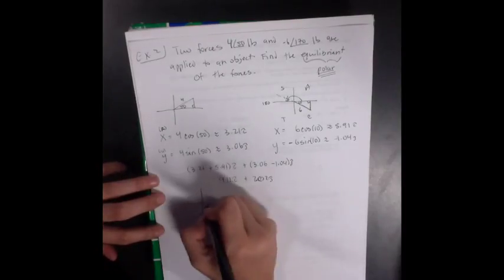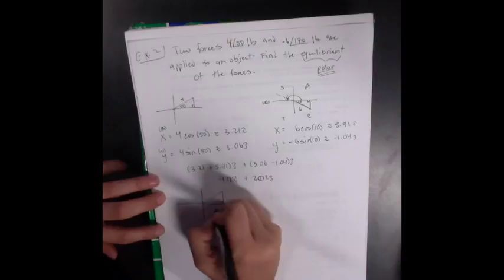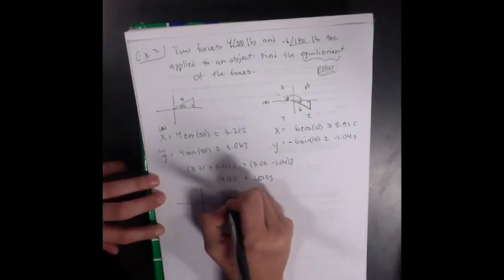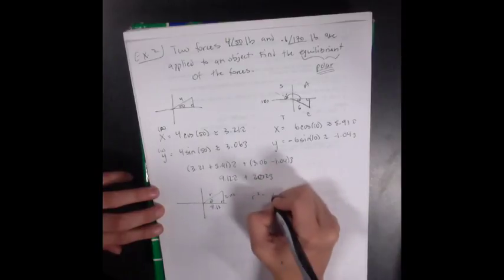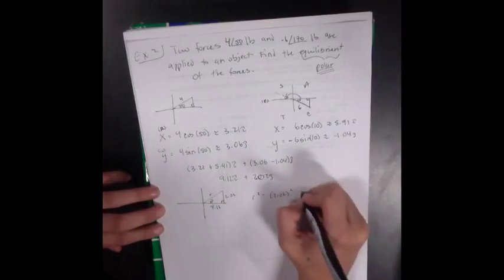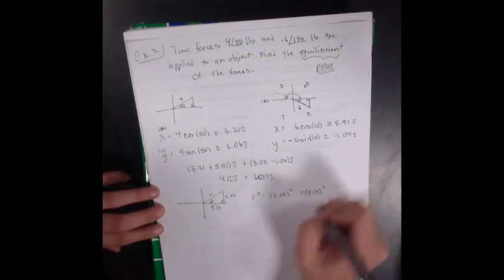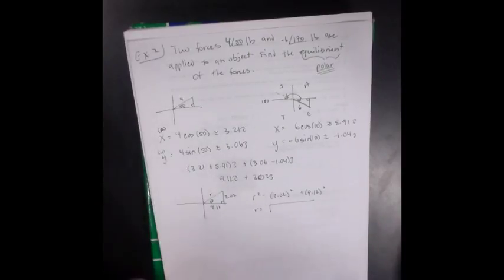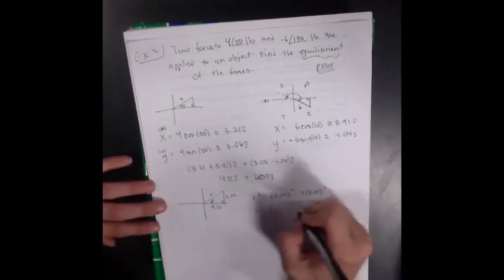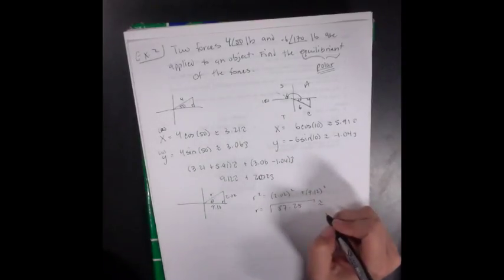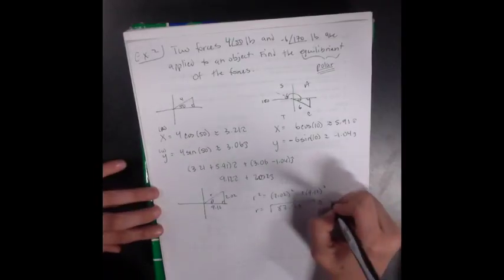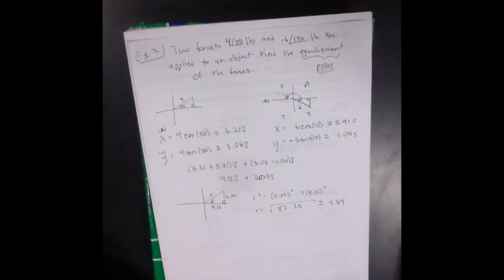I have to convert this to polar. So both my terms are positive, meaning I'm in the first quadrant. This is 9.12, this is 2.02, theta, and r. R squared is 2.02 squared plus 9.12 squared. So r is the square root of 87.25, which gives me approximately 9.34.